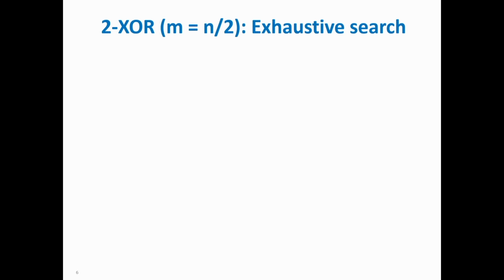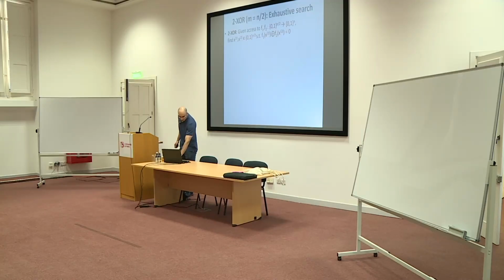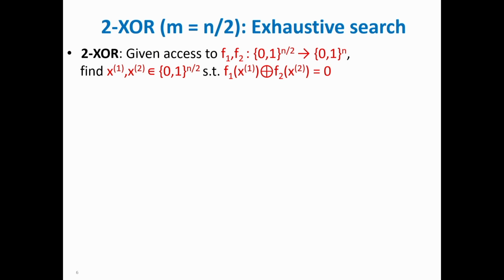OK, so let's start with the most basic variant of the problem that you can think of. This is basically 2-XOR, so k is equal to 2. And like I said, we'll start by focusing on the single solution regime where m is equal to n over 2. So this is the 2-XOR problem where you have just 2 functions, and we're looking for a couple of inputs, x1 and x2, such that f1 applied to x1 XOR f2 applied to x2 is equal to 0.